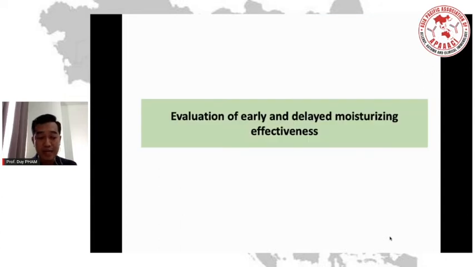So generally speaking, we see the recommendation of using moisturizer right after bathing everywhere, in any guidelines, in any reviews of moisturizer use in AD treatment. However, there is no direct evidence, and the evidence is very weak, or even a misunderstanding of the reference was used to support that recommendation. Therefore, our team performed a study to evaluate the effectiveness of immediate and delayed moisturizing.